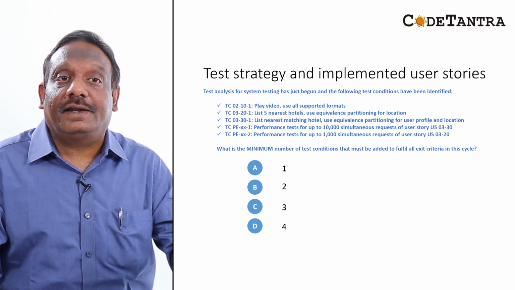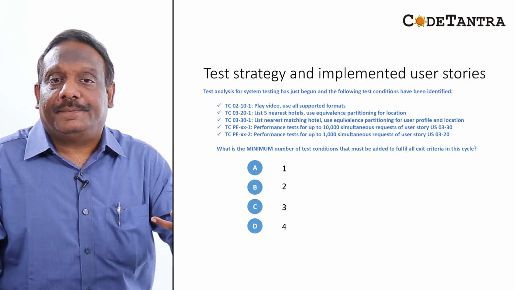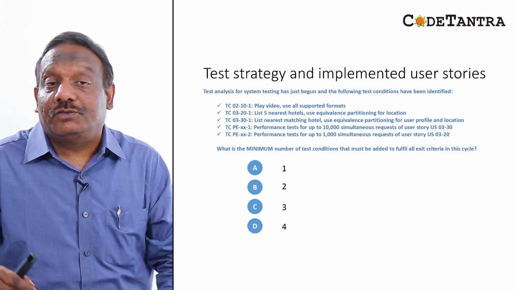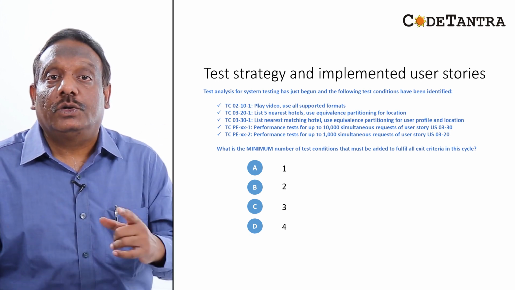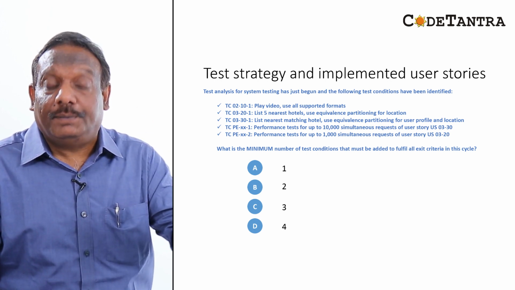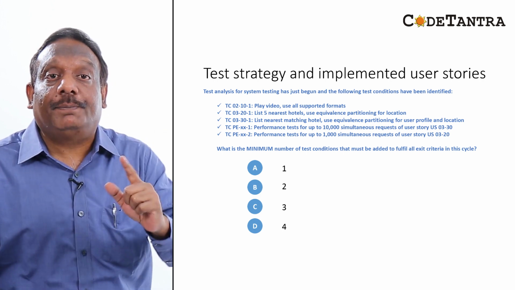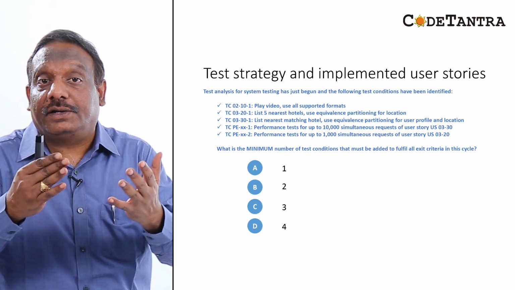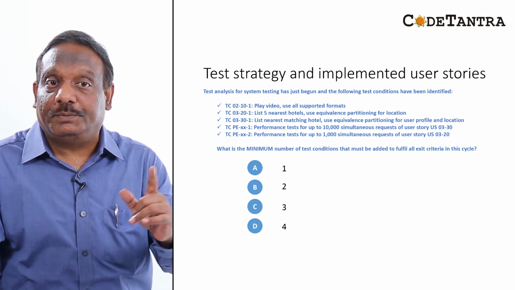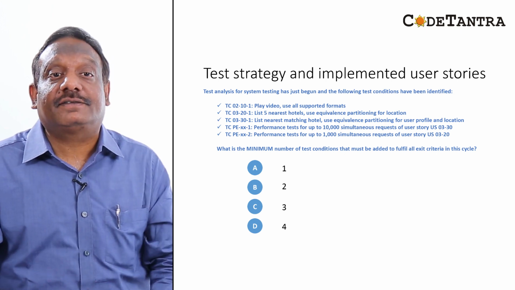Whereas what is happening here? Here the performance test for 320 is actually only 1,000 being used, but because it is very high priority, we also have to do 10,000 simultaneous requests, which is mandated by our acceptance criteria. So that is missing. So the two test conditions are missing from this situation. So the right answer is 2.